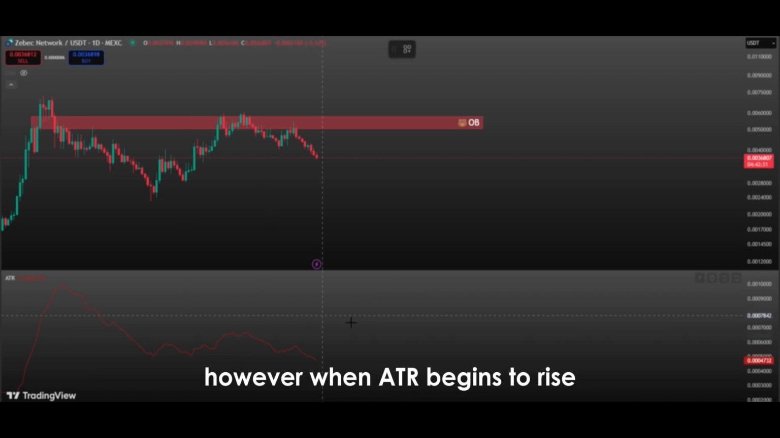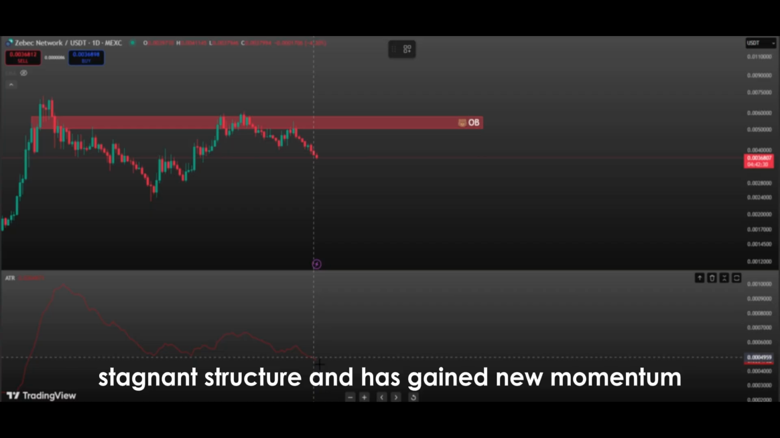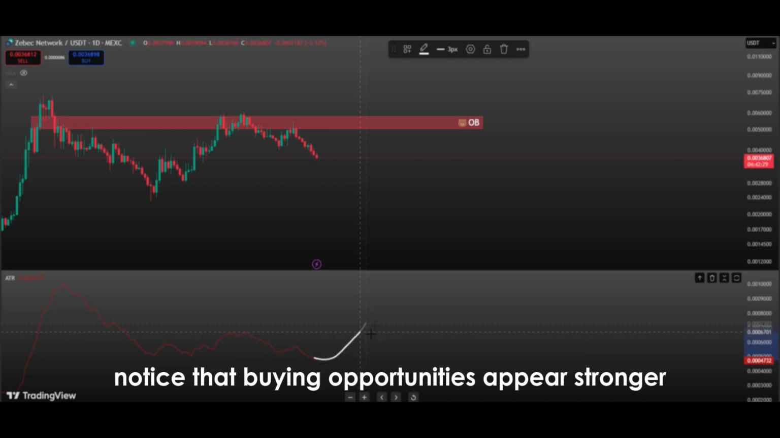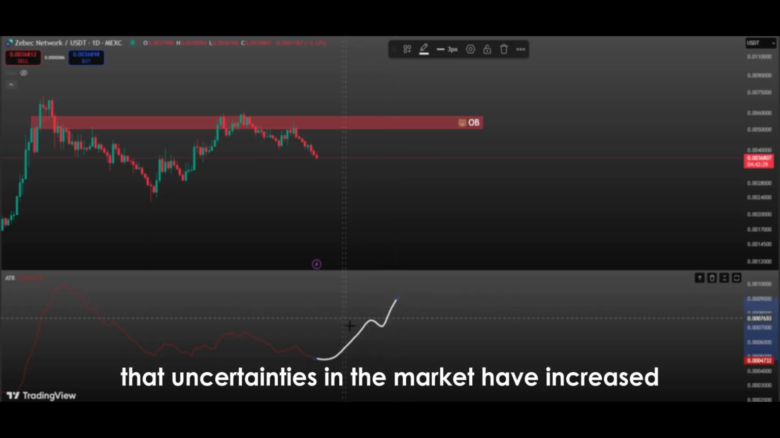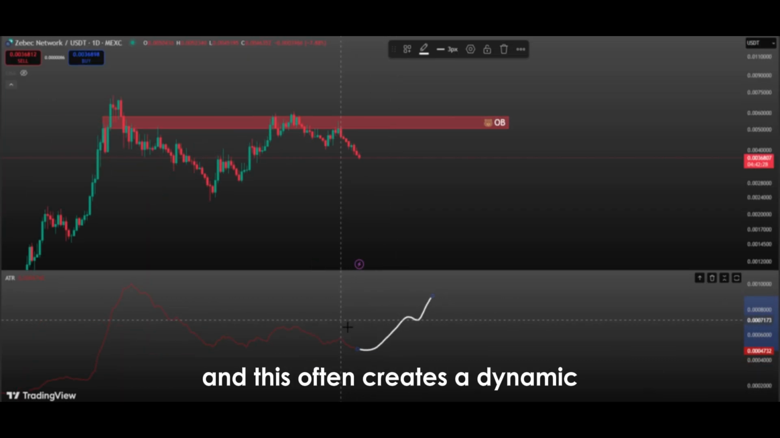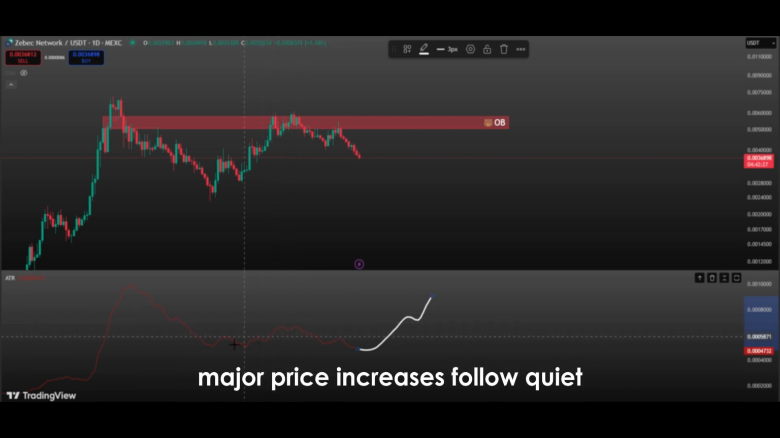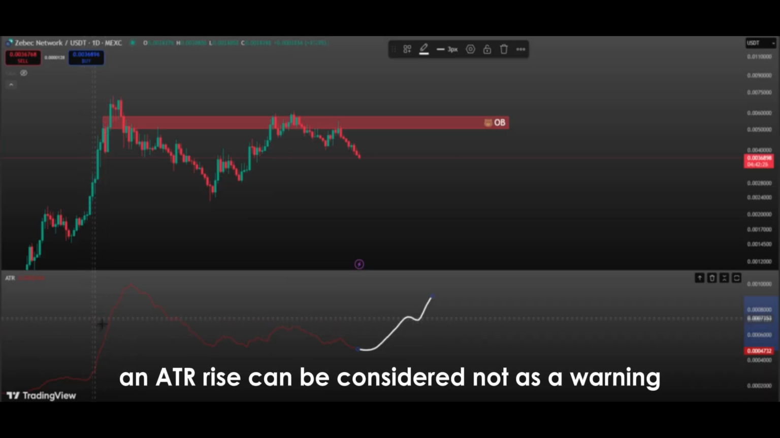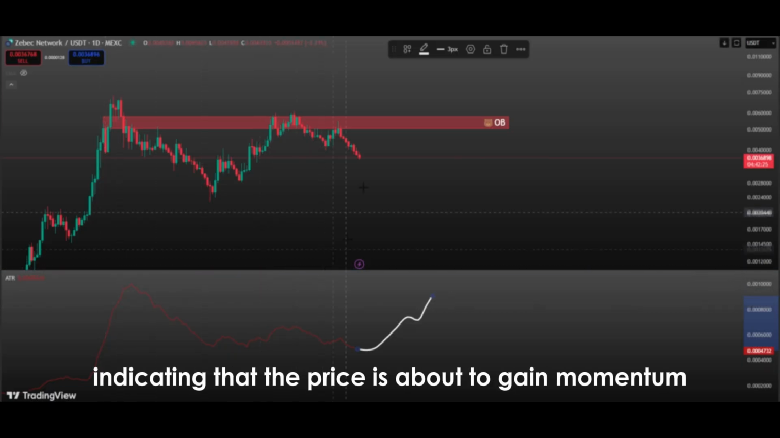However, when ATR begins to rise, it indicates that the market has broken out of that stagnant structure and has gained new momentum. Investors in such times notice that buying opportunities appear stronger and deliver results more quickly. A rising ATR also indicates that uncertainties in the market have increased, and this often creates a dynamic that moves the price upward more rapidly. This is because most of the time, major price increases follow quiet, narrow-range periods. For this reason, an ATR rise can be considered not as a warning, but more as a positive signal indicating that the price is about to gain momentum.